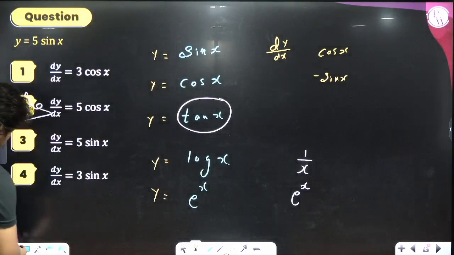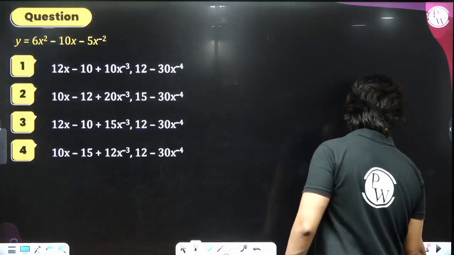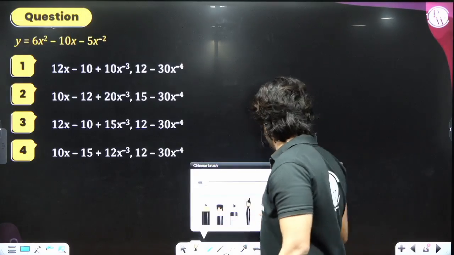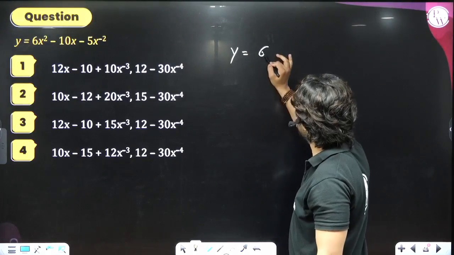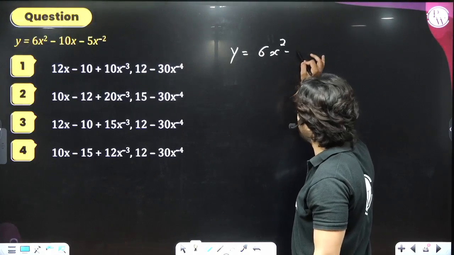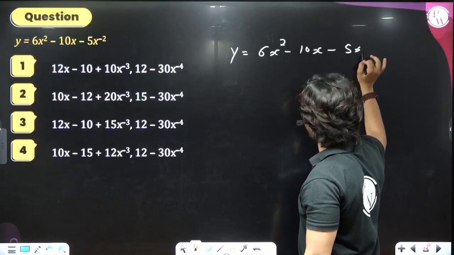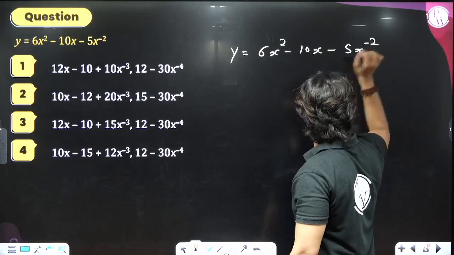Okay, so here we go. The next question in front of you is this. Read the question, what it says. The question says that there's an equation in front of you. And what equation has been given? The equation given is y equals 6x square minus 10x minus 5x to the power minus 2.